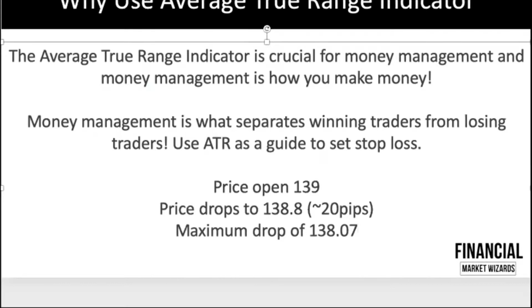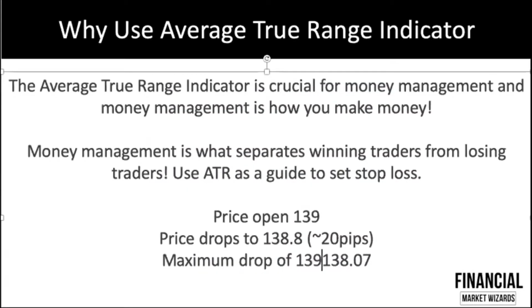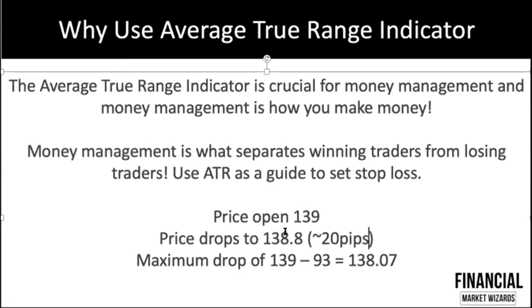Because over here you can see that it's 93, so you just take 139 minus 93 equals 138.07, right? So if let's say you're going to be buying at maybe here, you want to set your stop loss below this level minimally, because you know that based on the past 14 candles, the maximum drop possible is 138.07. So you don't want to put your stop loss at maybe 138.6 or 138.4, because it's very likely that the market will actually take you out.